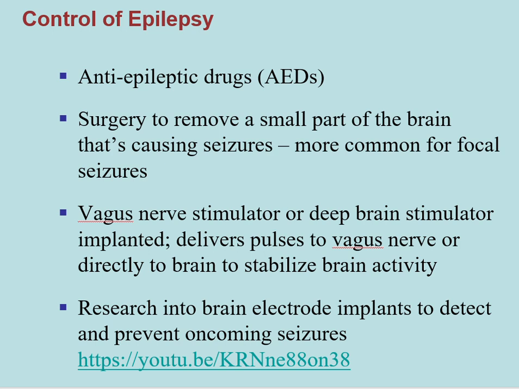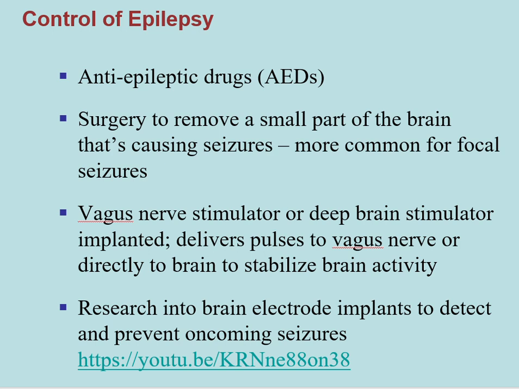Now, to control it, there are anti-epileptic drugs. There's surgery to remove a small part of the brain, and that's more common for focal seizures. There's also a vagus nerve stimulator or a deep brain stimulator that can be implanted, and it delivers pulses to the vagus nerve or directly to the brain to stabilize brain activity and help reduce that abnormal neuronal firing.